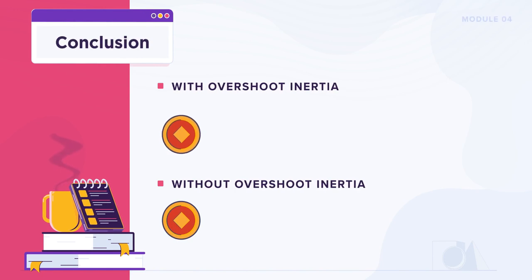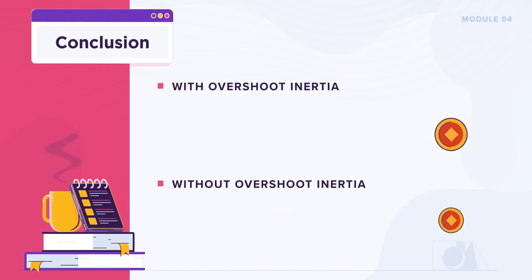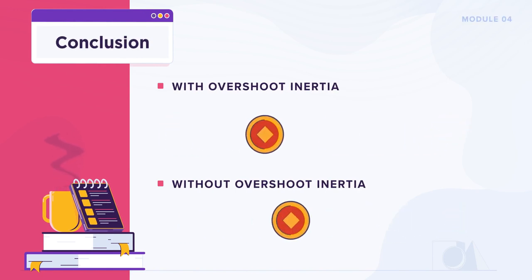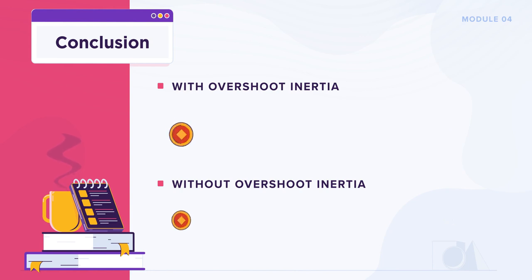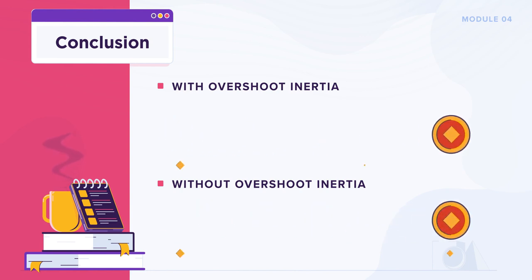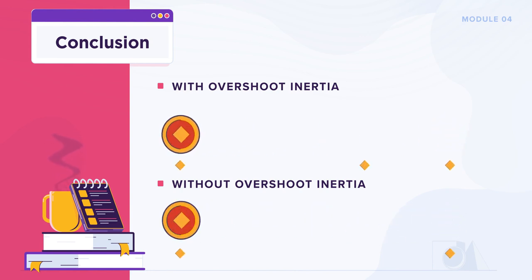In addition to this, we saw how we can add motion like overshoot to our animations that will make them feel more organic and realistic. We also saw that it's really easy to do and achievable by adding one extra keyframe to our animation process.